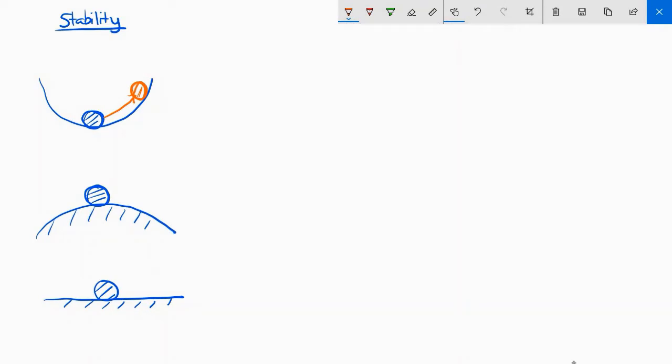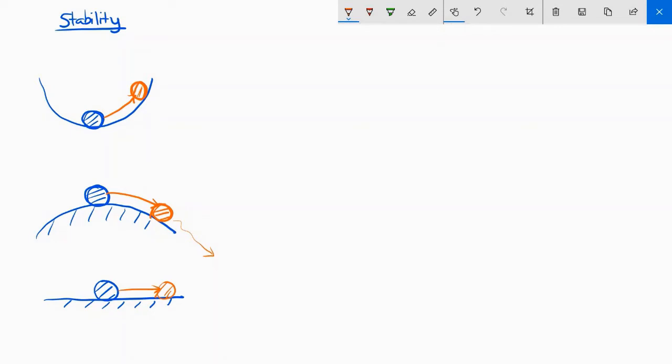Now in the second example, if I displace this ball, what will happen? It will just move further away from its initial location, right? If I displace it to this position and I release it, it will continue to roll downward. It will move further and further away from the initial location. Now in the third case, I push this ball, I bring it here, and then I leave it, it will stay in the new location.